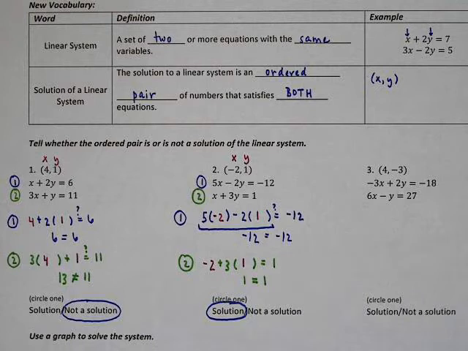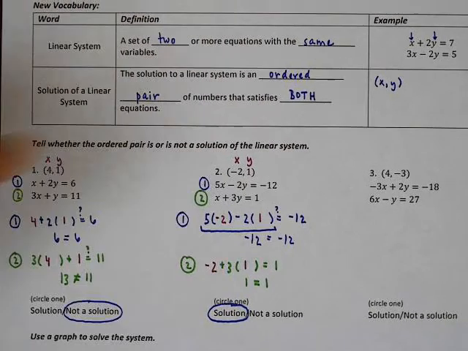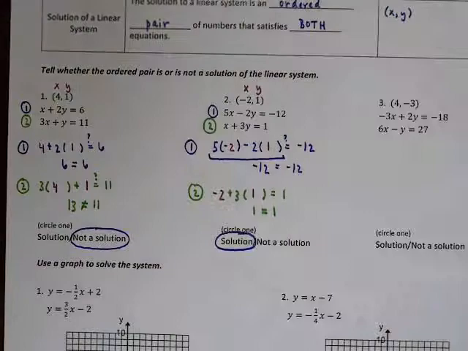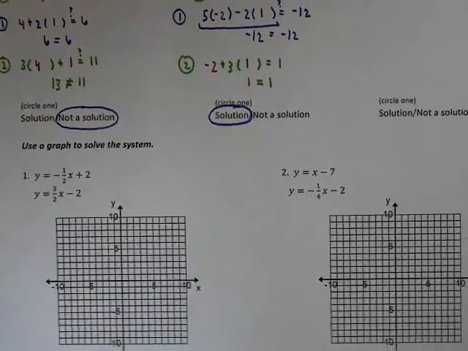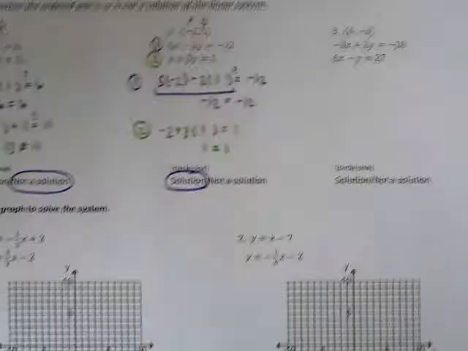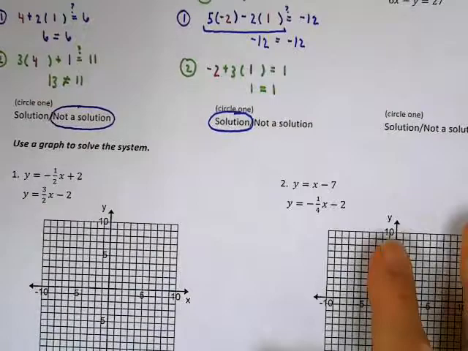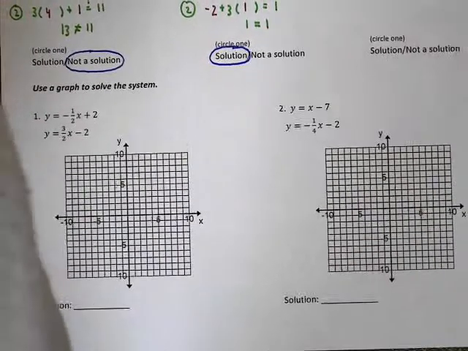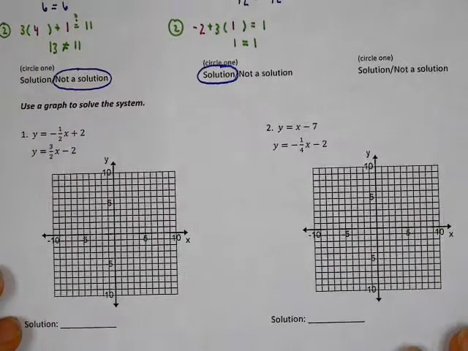So what we've learned how to do so far is to tell if a given point is a solution. However, what we're going to have to be able to do now is actually find the point that is the solution of a system. So they're not going to give us a point anymore. In these next set of problems, we're going to be given a graph, and we have to now find the point that is the solution.